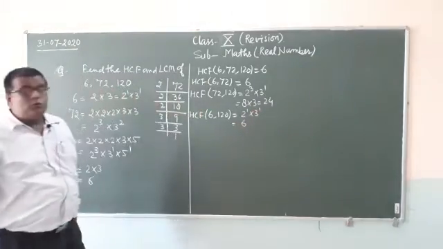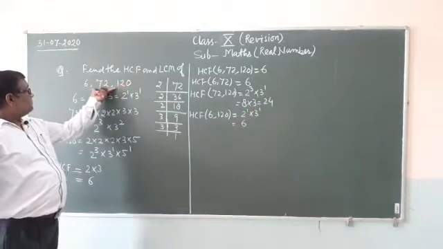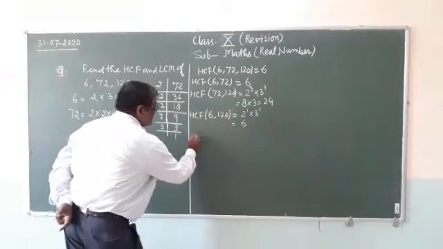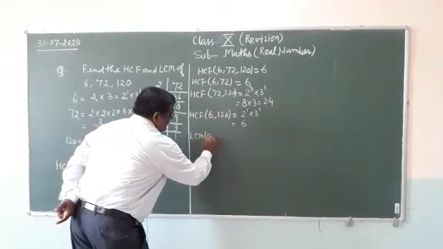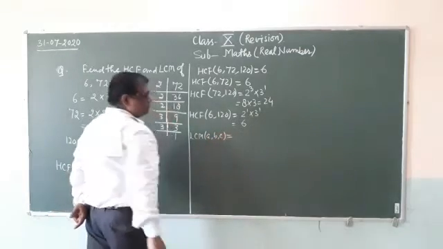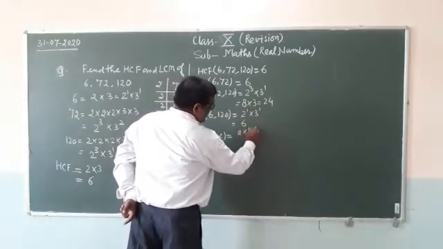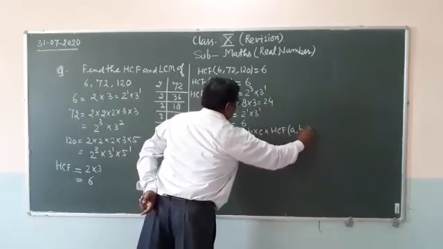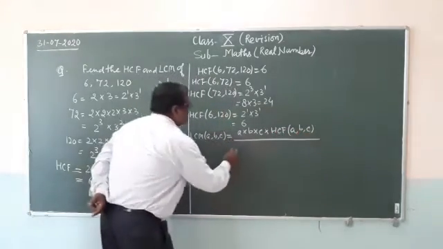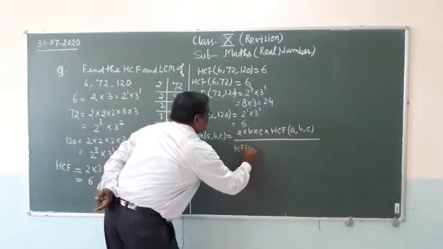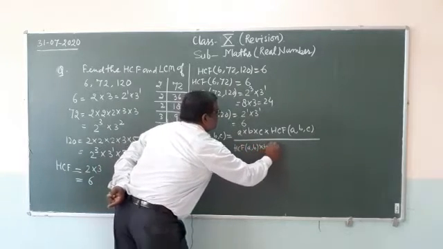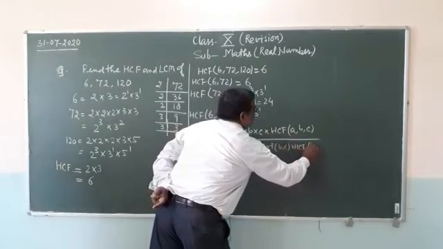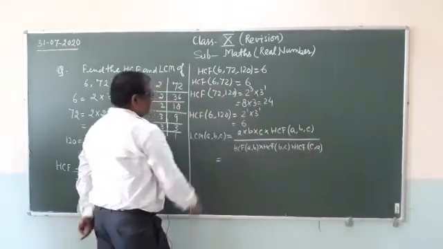Now we have to use the formula of LCM. If 3 numbers are given, then the formula of LCM is: LCM of A, B, C is equal to A into B into C into HCF of A, B, C, whole upon HCF of A, B into HCF of B, C into HCF of C, A.